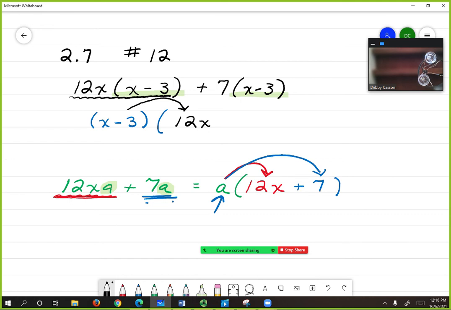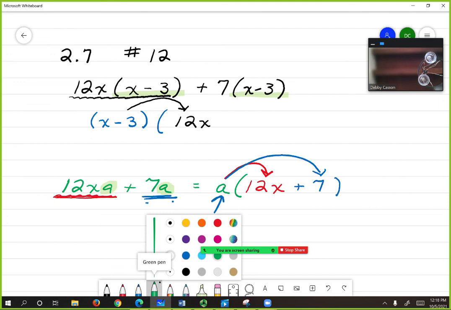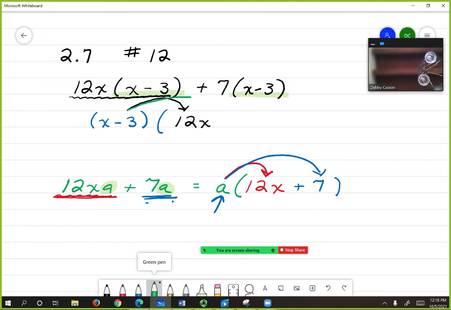Look at what I've written here: x minus 3 times 12x. Sure enough, that does equal the first part of the problem. Then I ask myself, x minus 3 times what is going to give me this part up here, 7 times x minus 3? And the answer is 7.